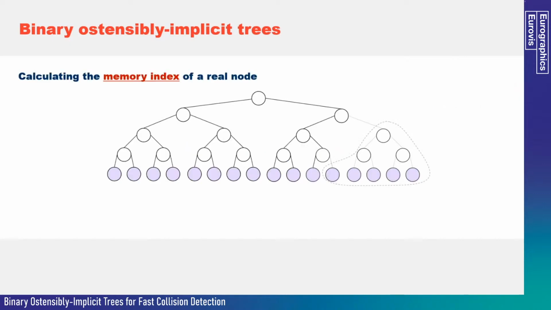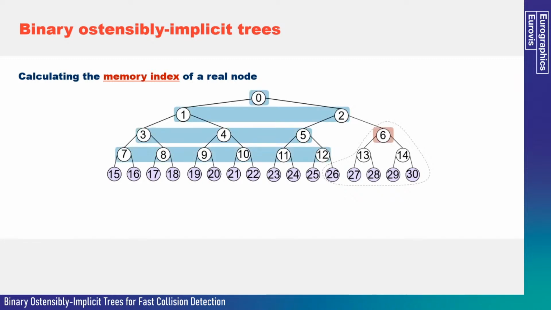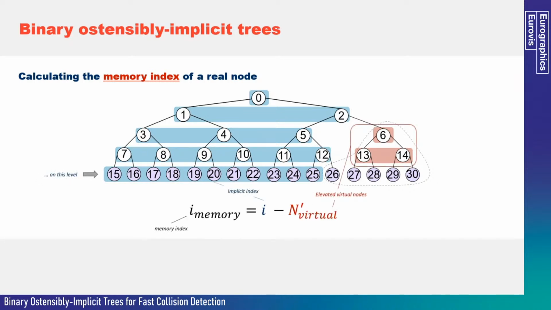So then, to calculate the memory index, recall that we have a binary tree with nodes labeled according to this scheme. And for each level, we have real nodes occupying the leftmost slots as the virtual nodes reside on the right-hand side. Thus, if we, for example, take any node on the last level, we can easily calculate the memory index of this node by simply counting the number of elevated virtual nodes above this node. And this is in effect the essence of how we calculate the memory location of a real node, and more details can be found in the paper.